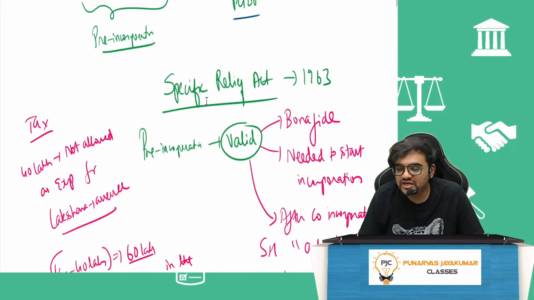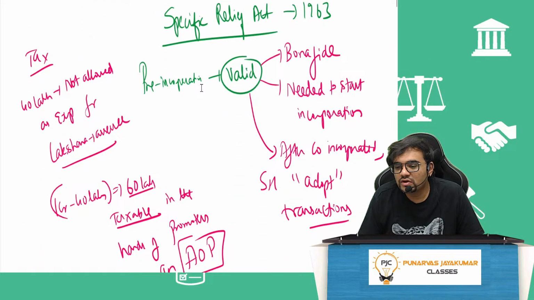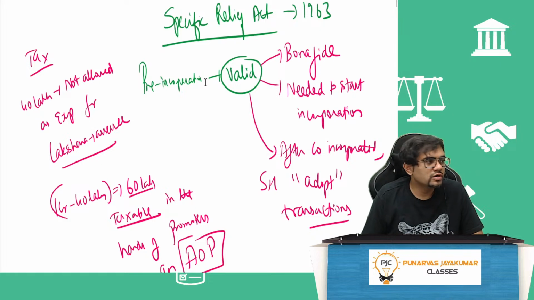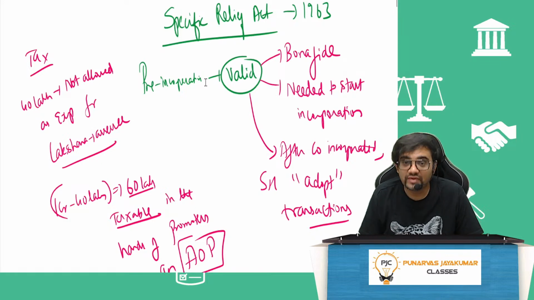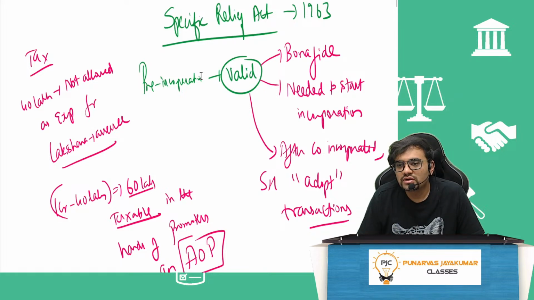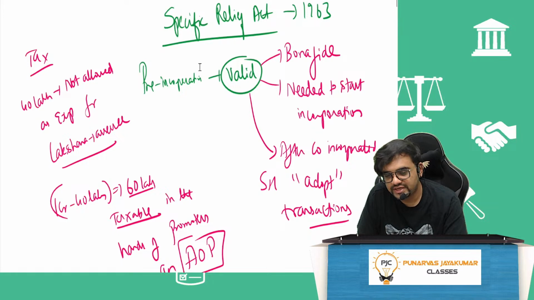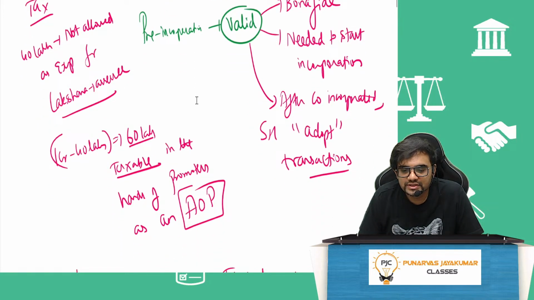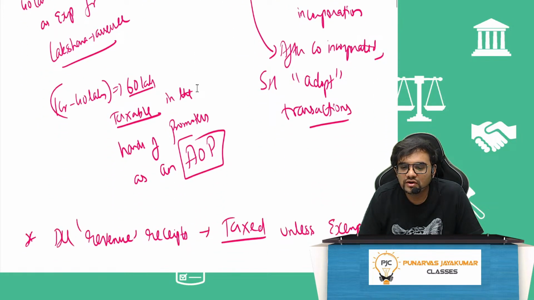As per Specific Relief Act, pre-incorporation contracts will be valid. Companies Act says it is invalid. But as per Specific Relief Act, pre-incorporation contracts are definitely valid if it is bona fide, if it is needed to start the company, that is for the purpose of incorporation of the company, and the shareholder should adopt the transactions once the company has started. Right? So now, what did the lawmaker say?